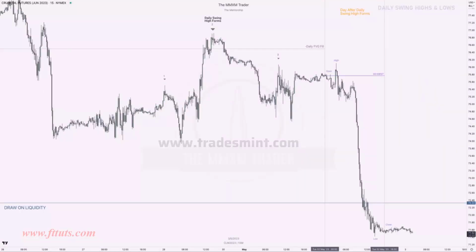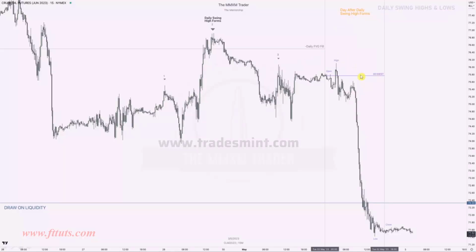and it goes into our draw on liquidity. So now after we focus on that 4th day, we're going to use our understanding of that open high low close or that power of 3 from lesson number 1. So this is day number 1 on the daily chart. Day number 2 over here, and then day number 3 down here, which forms that swing high on the daily chart. Now, is it in a key level? Yes, it is in a key level. We got that daily fair value gap fill, and then we're going to focus on the day after.